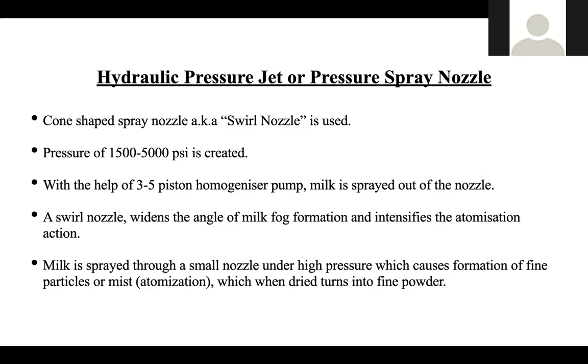Now, from the spray nozzle, a pressure is created. With that pressure, the concentrated or preheated milk is sprayed. When we spray the product with pressure, small droplets appear. That pressure ranges from 1500 to 5000 PSI. This homogenized milk is sprayed out with the help of a homogenizer pump, which has 3 to 5 pistons of pressure holding capacity. With the help of the 3 to 5 piston homogenizer pump, the milk is sprayed out of the nozzle in a manner that the fog is formed in each and every corner of the drying chamber. This action also intensifies the atomization, that is the size reducing action of the nozzle. Is this clear?